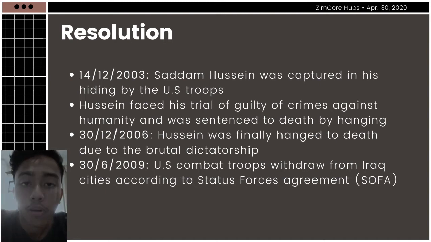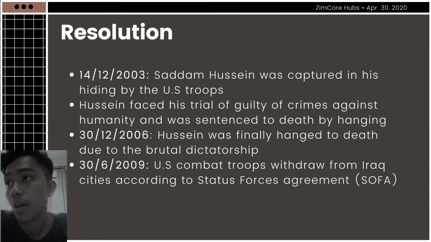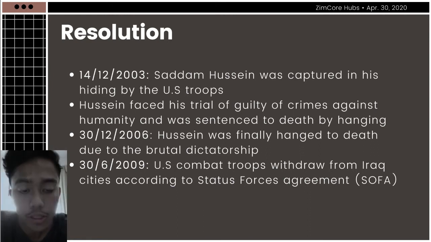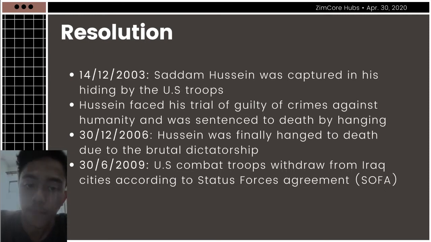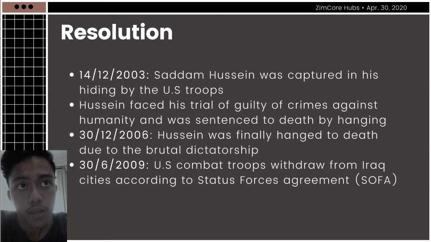Right now I want to talk about the resolution of the invasion of Iraq by the US troops, or US government, in 2003. In the resolution, on 14 December 2003 Saddam Hussein was finally captured by US troops, after several months of searching for where he was, and he was finally captured in his final hiding place in Iraq. Then why did the US troops want to capture him? Because of the crimes that Saddam Hussein committed against humanity.